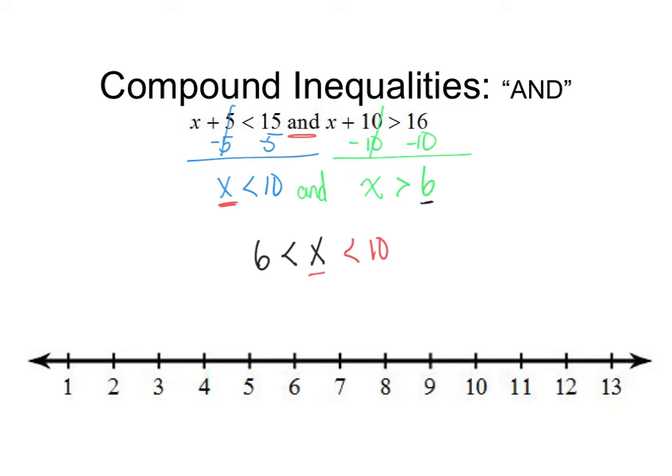So when I go to graph it, I'm going to use two open circles. One open circle on 6 because it's less than. One open circle on 10 because it's less than. And my answer, my graph, is anything in between these two numbers, which makes sense because if I were to plug in, let's say 8 for x, I can say 6 less than 8 less than 10. This makes sense because 8 is in between these two numbers.